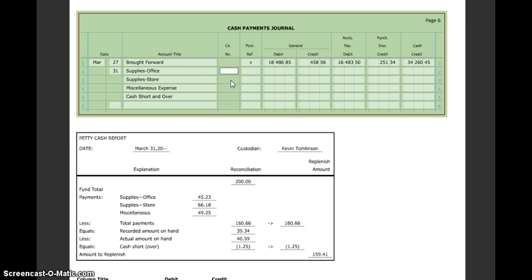Alright, the number that they gave us, we said, was 536. And then we start recording our amounts. So these 3 things that we used in our petty cash are all going to be recorded as a general debit. So we just take these amounts that are in our petty cash report and put them in the general debit column. So we have 45.23, 66.18, and miscellaneous 49.25.